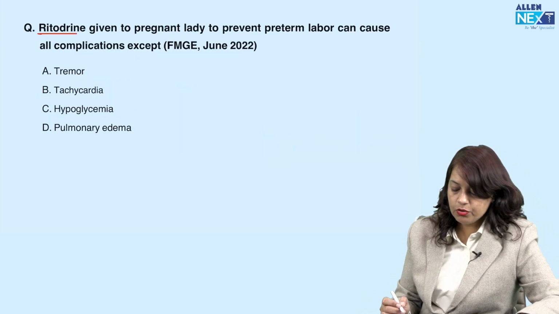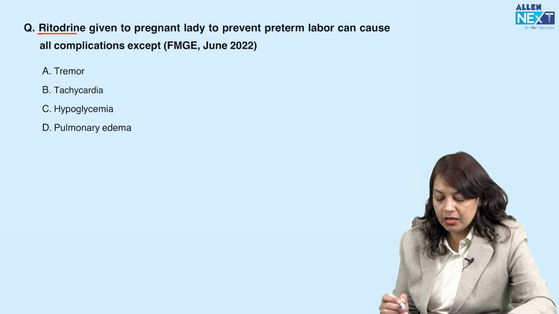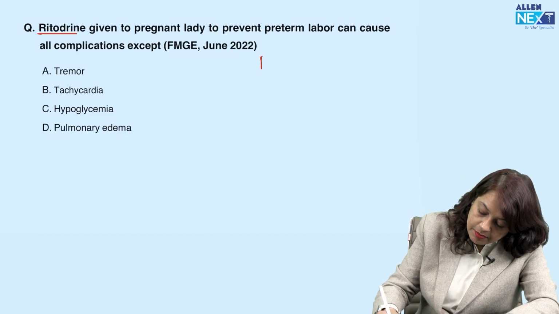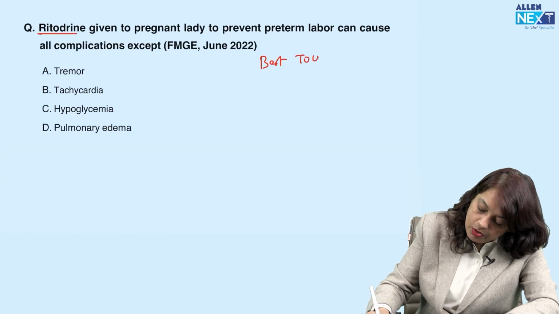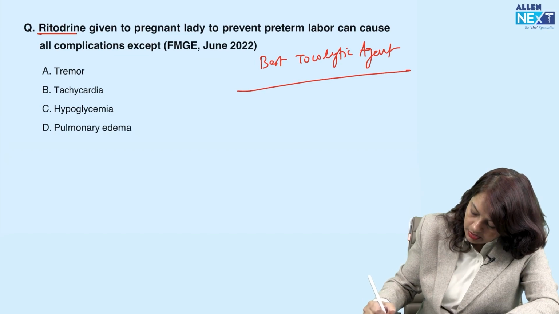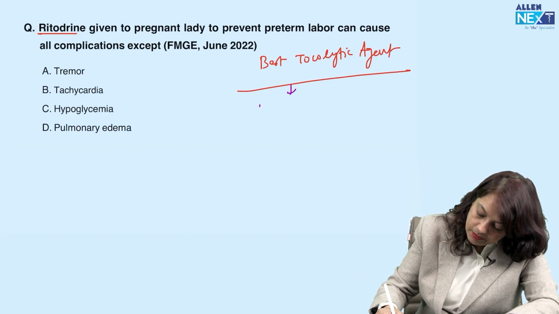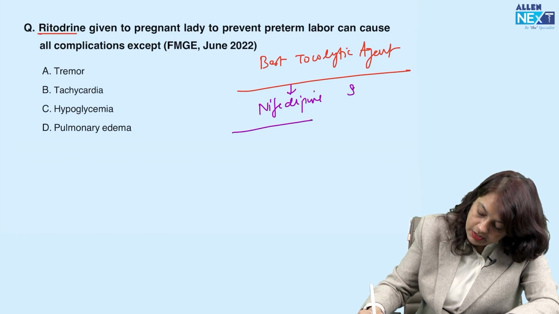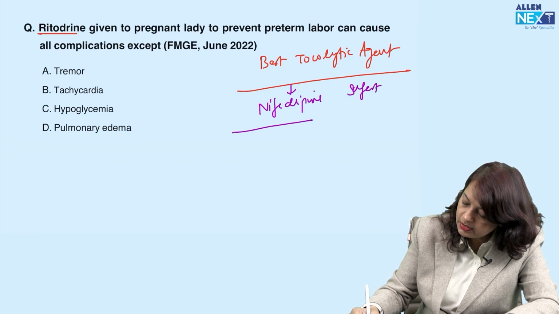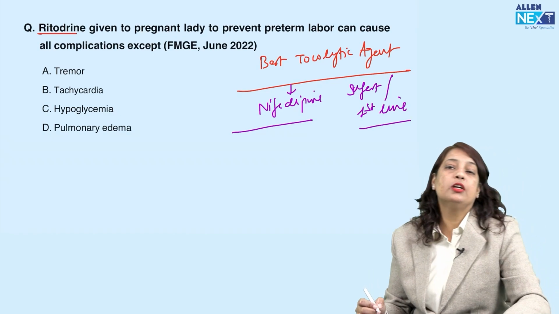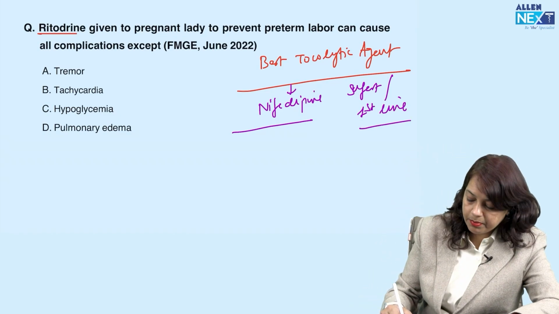Ritodrine given to a pregnant lady to prevent preterm labor pain can cause all complications except... The best tocolytic agent is always nifedipine, which is the safest, best and first line tocolytic agent to prevent the preterm labor pains.